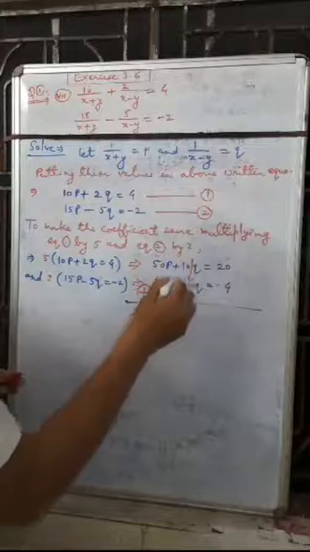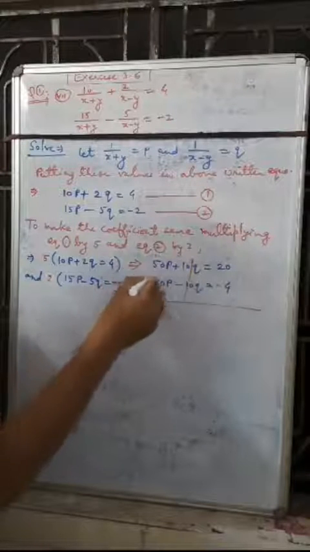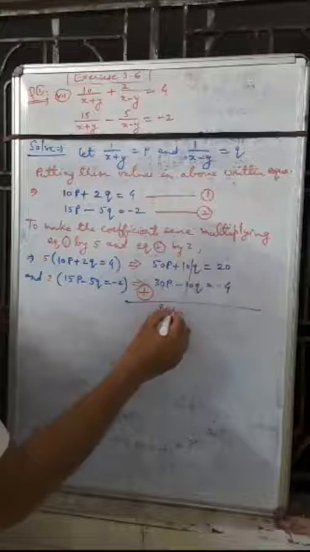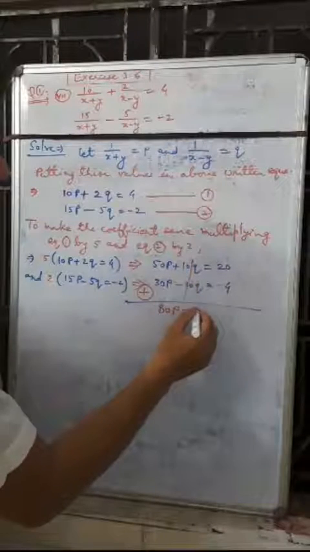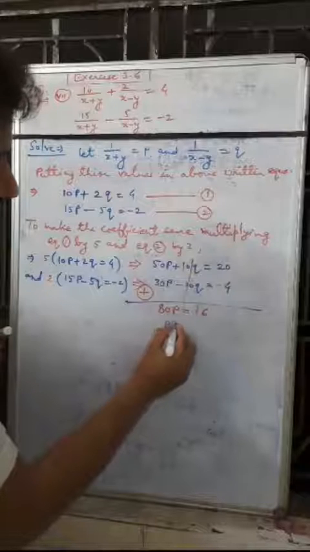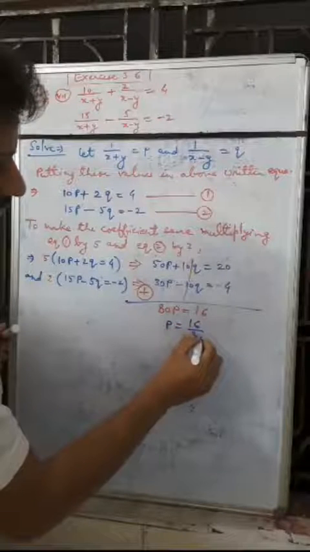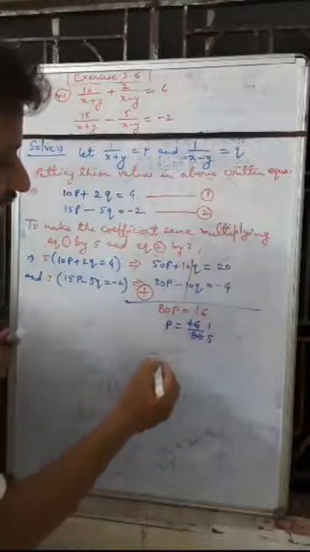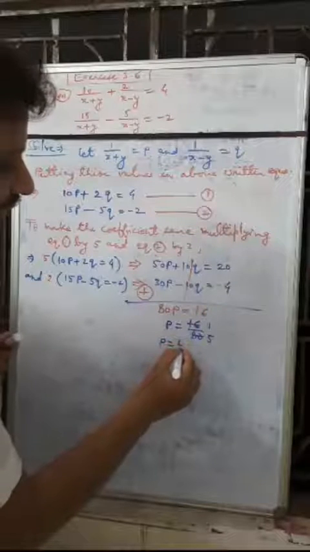Directly, 10q plus 10q minus 10q will be cut, 50 plus 30 is equal to 80p, and 20 minus 4 is equal to 16. So now p is equal to 16 by 80. 16 ones are 16, 16 fives are 80. So p is equal to 1 by 5.